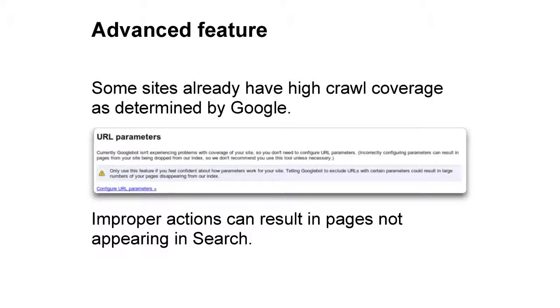Before you further watch this video, please check out the URL parameters page to see if you have a message from Google explaining that we already believe we have high crawl coverage of your site and therefore no adjustments to this feature are necessary. The message would say, "Currently Googlebot isn't experiencing problems with coverage of your site, so you don't need to configure URL parameters." Incorrectly configuring parameters can result in pages from your site being dropped from our index, so we don't recommend you use this tool unless necessary.